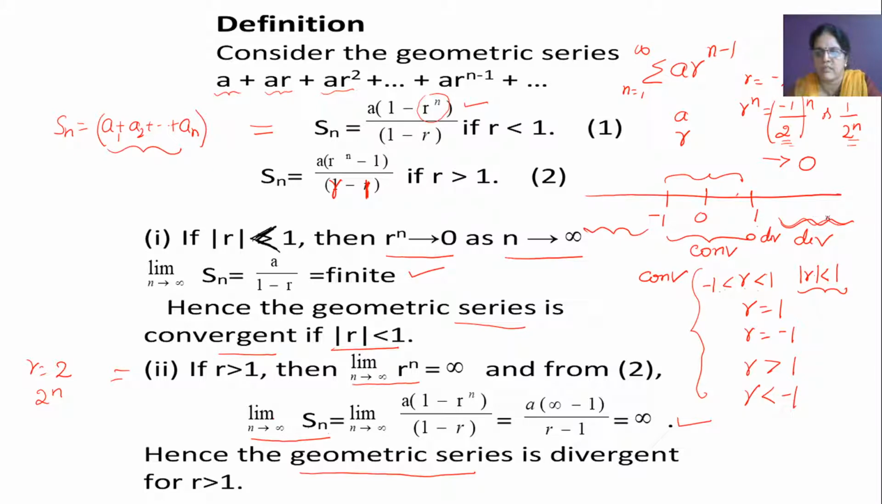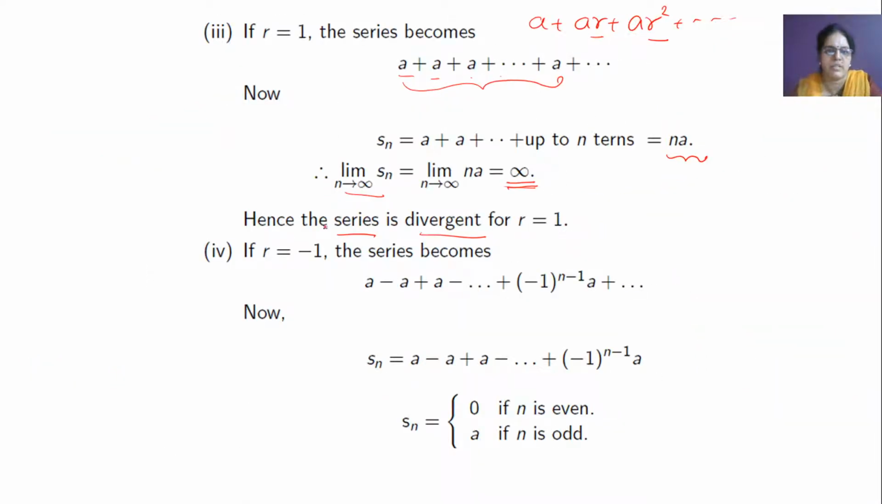For r greater than 1, it diverges. For r equal to 1, it diverges. In between minus 1 to 1, it converges. Then the remaining two cases are for r equal to minus 1 and r less than minus 1. So let us see what happens if r equal to minus 1.